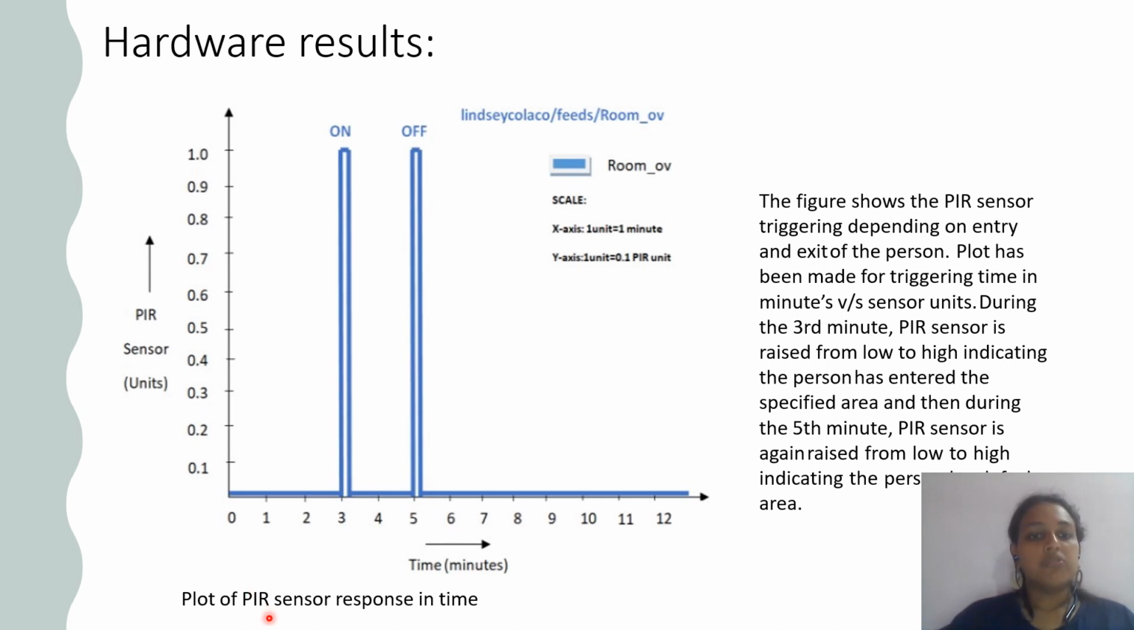This is the plot of the PIR sensor response in time. At the 3rd minute, when the person is entering the room, it is seen in the graph that there is a change in its trigger level. And at the 5th minute, when the person is leaving the room, it is again showing a change in the trigger level, and hence it is raised.